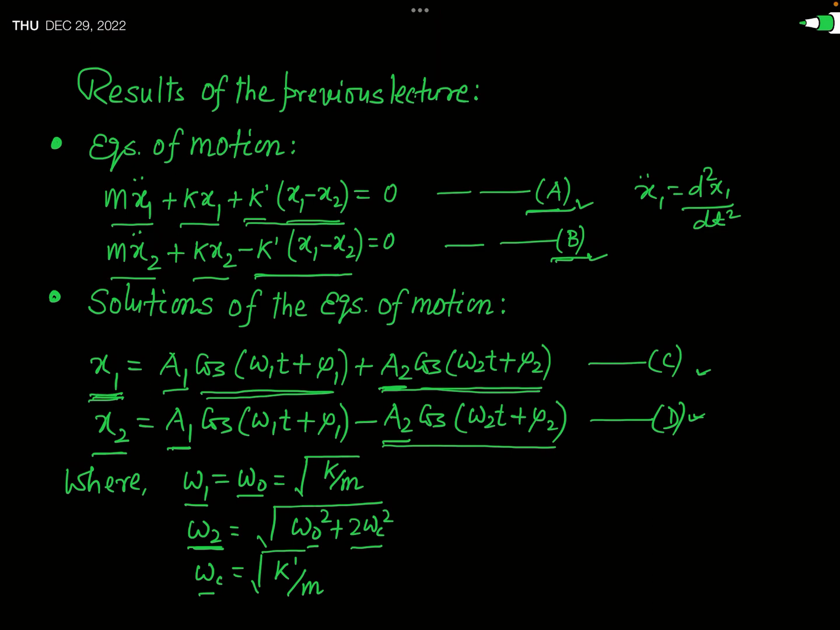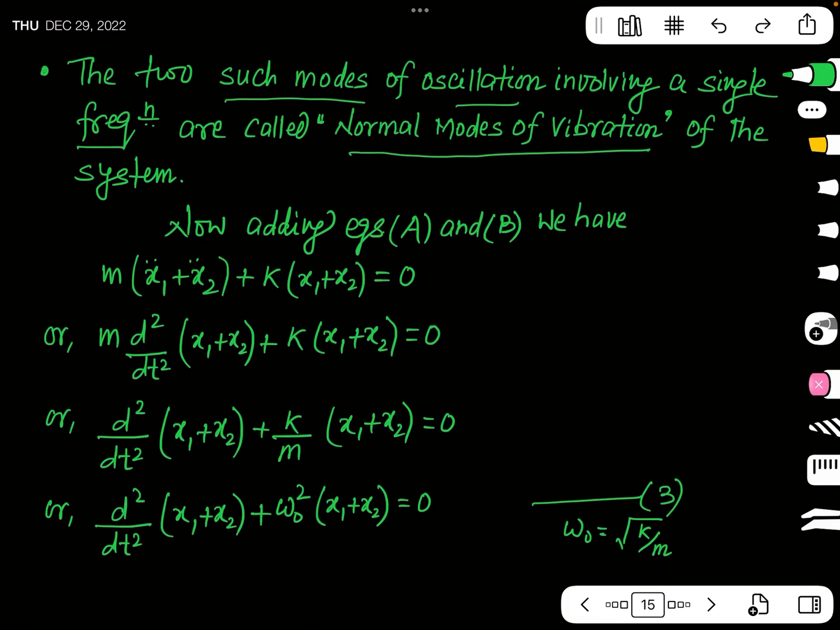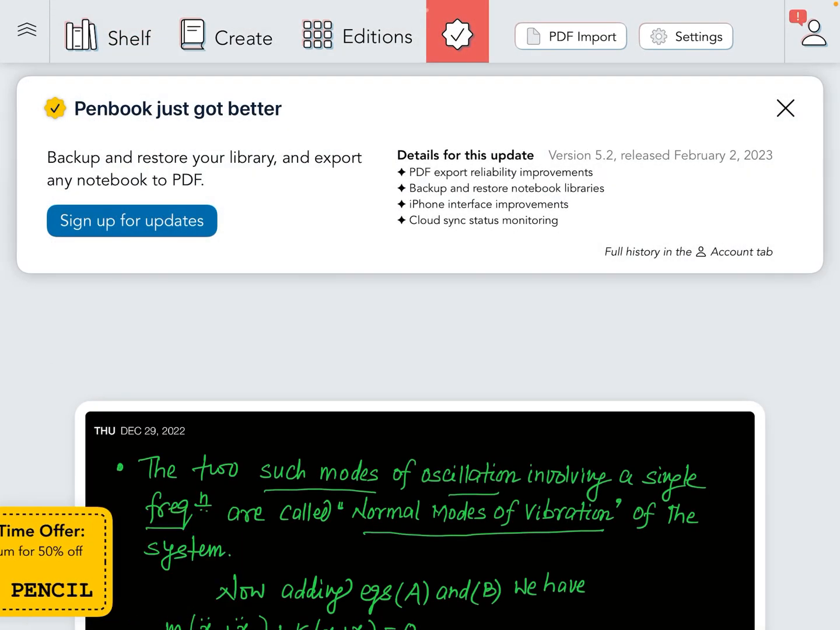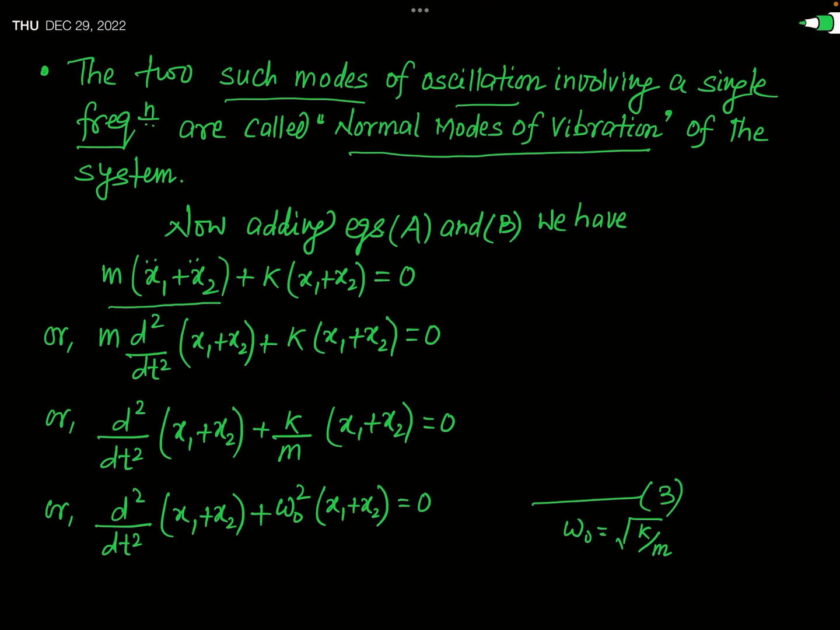And the remaining two terms will get added. So what will be our result? When you add m x1 double dot and m x2 double dot, m will be a common factor and there will be x1 double dot plus x2 double dot. And in the second term, k will be a common factor and there will be k times (x1 plus x2). So after adding equations A and B, what will be our result? You can see here. So when we add these two equations, our result is m times (x1 double dot plus x2 double dot) plus k (x1 plus x2) equal to 0.